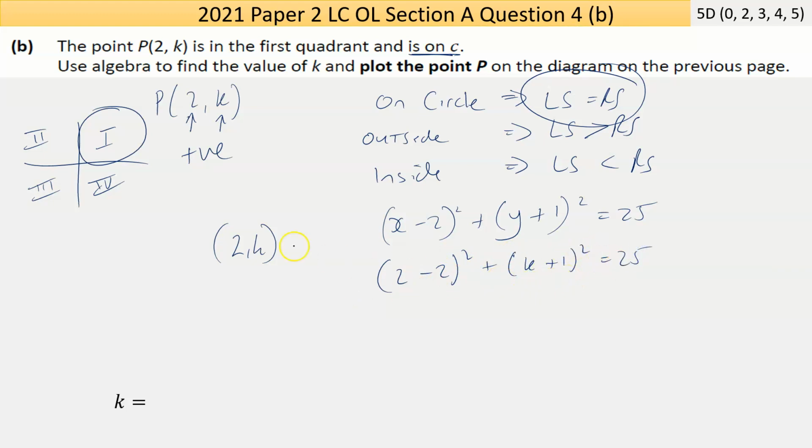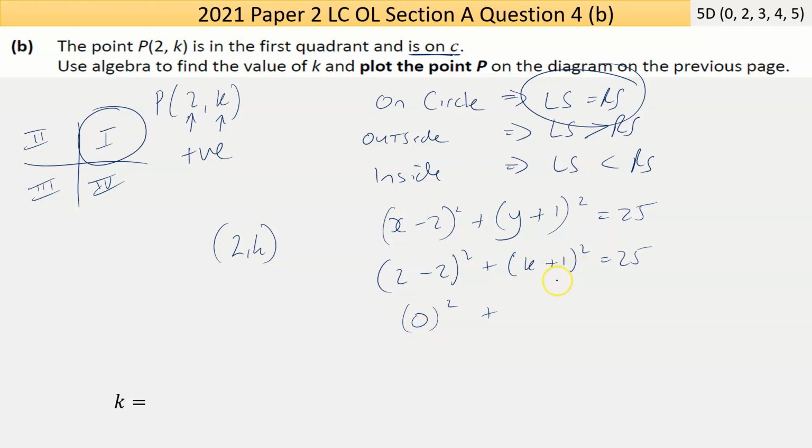That's all done. Substitute the x for 2 and the y for k. Now once I've done that, I have an equation of one unknown, so this is solvable. It's just a matter of going ahead and doing it. Going left to right, I can do inside brackets first, so 2 minus 2 is 0. Okay, that's to be squared.